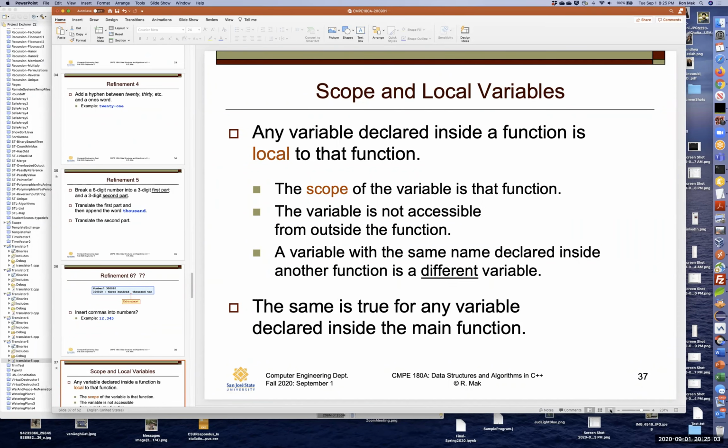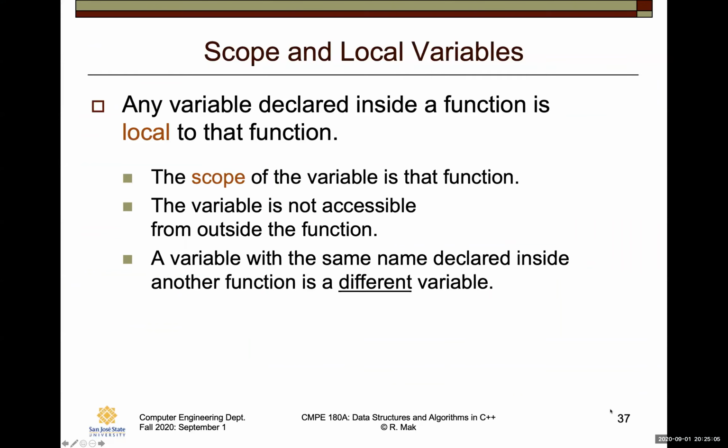Okay, all right. I want to talk a little bit about the notion of scope and local variables. Okay, so if you have a variable that's declared inside of a function, it's local to that function. Okay, therefore, a local variable cannot be accessed outside of the function. Okay, it's like the function owns a set of variables, its local variables, and nobody outside of that function can get a hold of those variables.